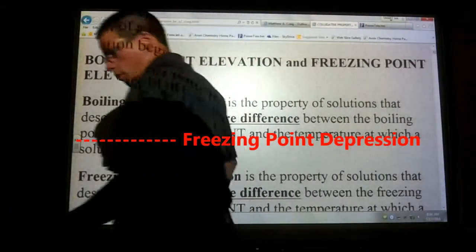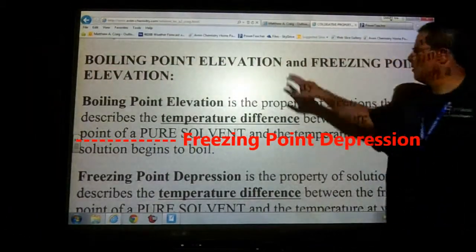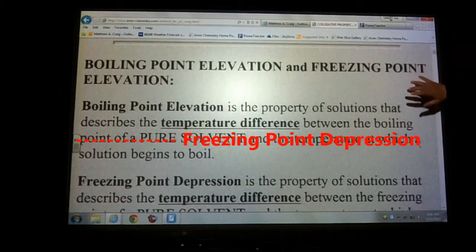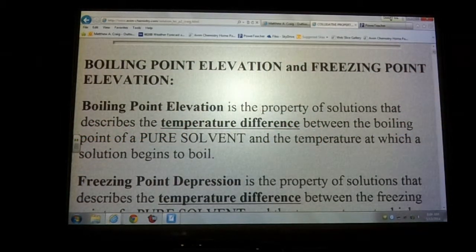All right, so looking at the next section, it's in your notes, so go ahead and take a peek at that. We have a few blanks here. And today what we're going to talk about is, why do we put salt on the roads in the wintertime when there's snow and ice?